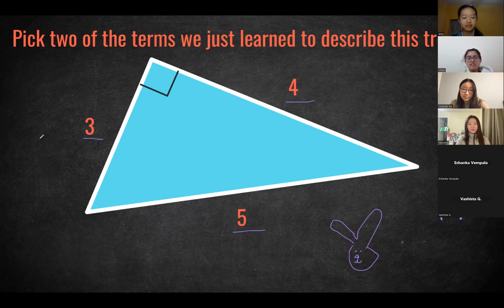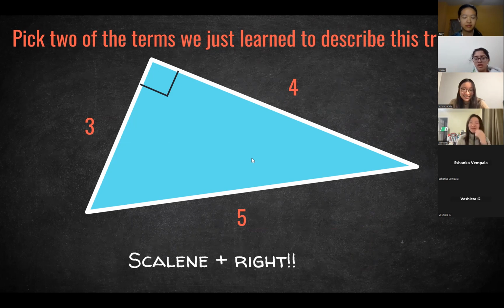And I see that some of you are saying the angles add up to 180 degrees, and that is true, but that's not a term we would use for this triangle, right? It's not specifying this triangle. It's true for all triangles. So it's not really something extra that we need to say after we say that this is a triangle. But yes, it would be a scalene right.